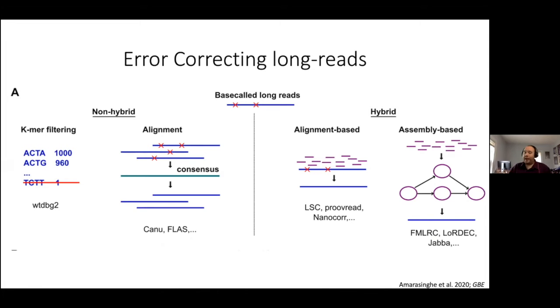The other option is hybrid, which uses that Illumina and long read data. And so there's several different options there. One is alignment based. So you align your short reads to your long reads. If there are places that may be fixed, it corrects those. Another one is kind of assembly based, using an index of repeats as well. There's lots of options to do that, including FMLRC, which is one of the ones that we're going to be using today.